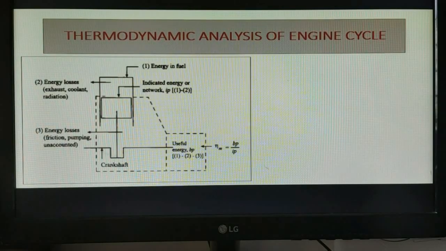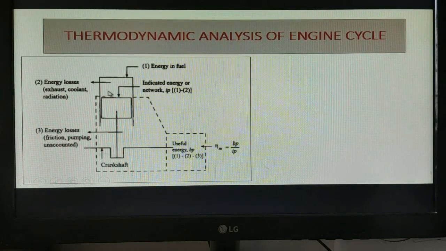Now first we'll see the thermodynamic analysis of the engine cycle. You can see here, this is the cylinder and this is the piston. This is just a block diagram of the piston and cylinder arrangement. Okay, so this is the piston and this is the cylinder. It's just a schematic of the piston cylinder engine, that is the IC engine.